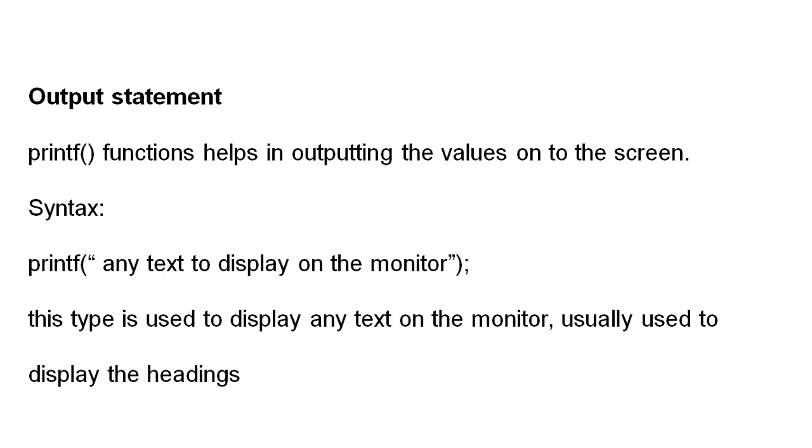Here the printf function is used to show the output from a C program. It means here the output is of two types.